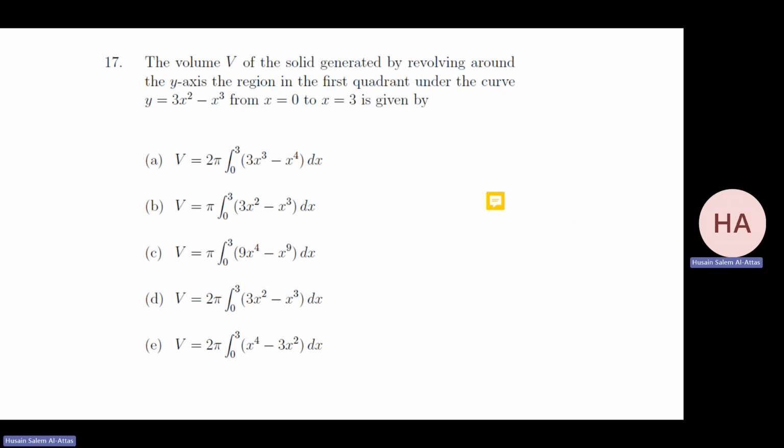This is the volume generated around the y-axis of the region in the first quadrant under the curve. Okay, so I have x squared times 3 minus x. That will help me to graph the function. So I have 0 and 3. For negative values, it gives me positive, so it will be here. Then it will touch, then go back, same thing.